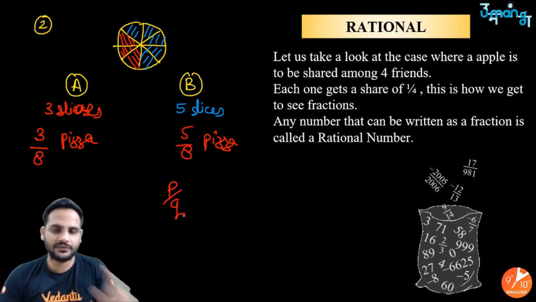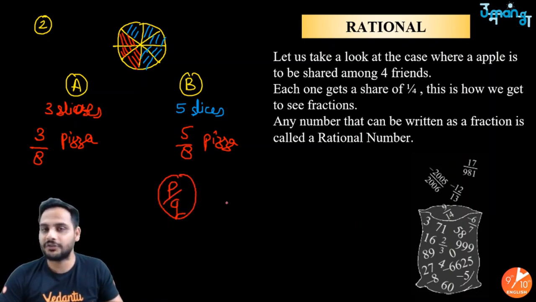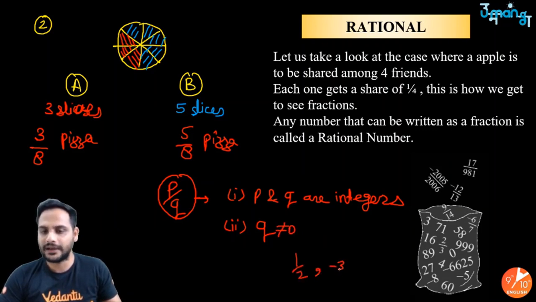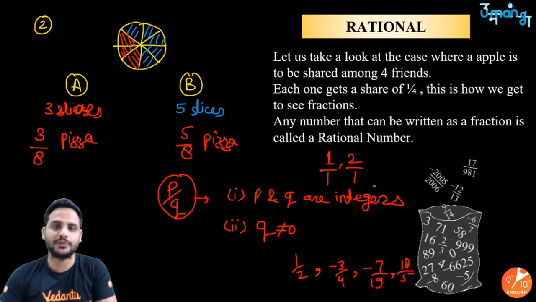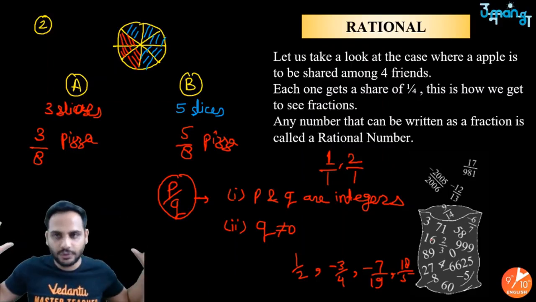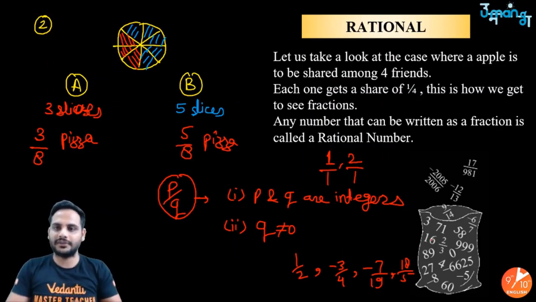Remember, the definition is very important. Rational numbers are numbers which are written in the form of P by Q, where first, P and Q are integers, and second, Q is not equal to 0. For example, 1 by 2, minus 3 by 4, minus 7 by 19, 18 by 5. 1 and 2 also come under the category of rational numbers because 1 can be written as 1 by 1, and 2 can be written as 2 by 1. Got it? So all the integers and all these fractions, we included them all. I got rational numbers.